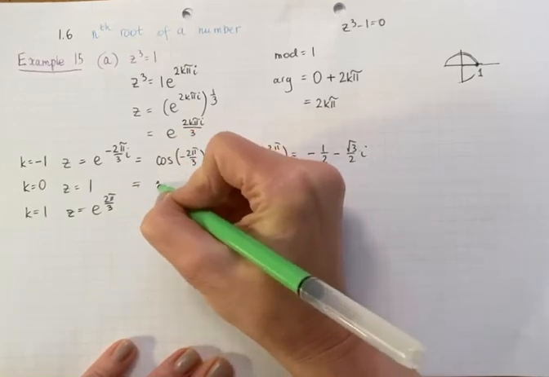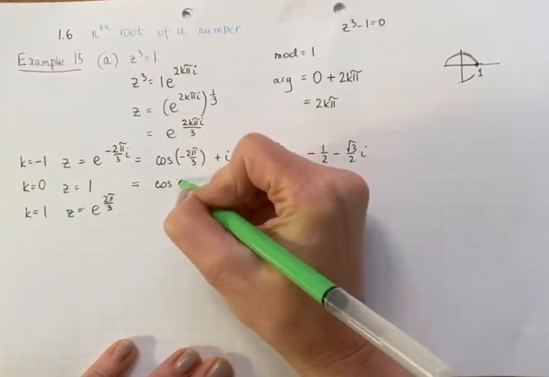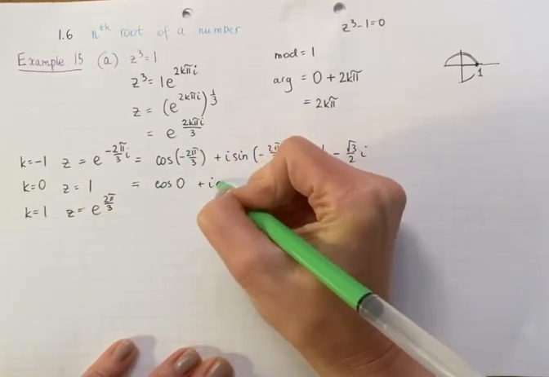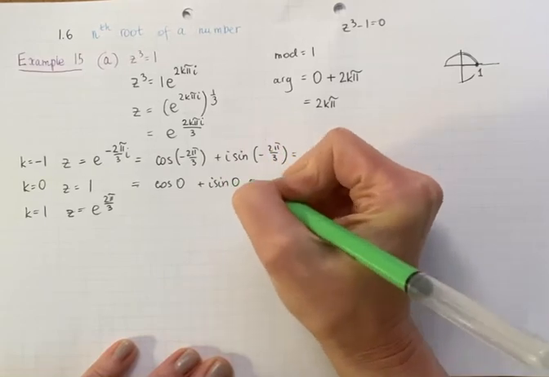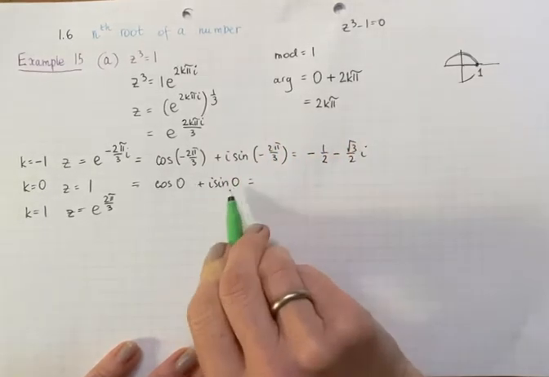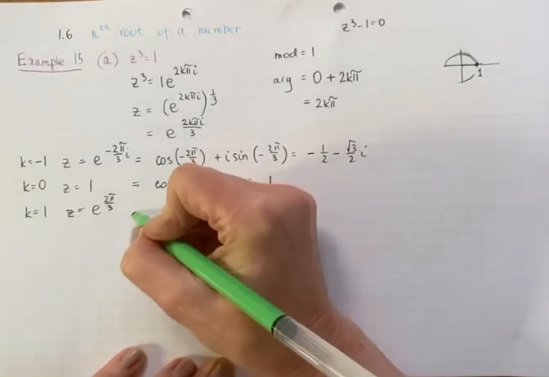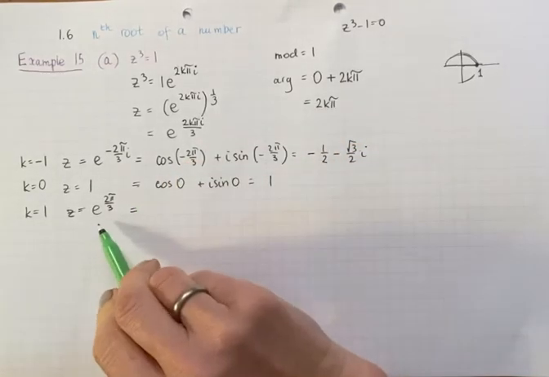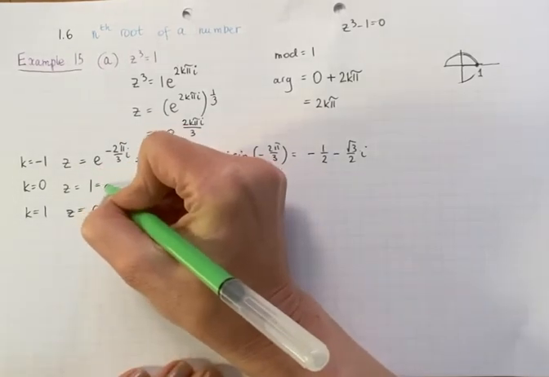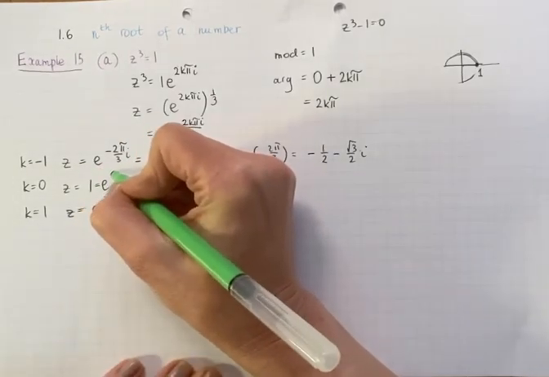This one, you put cos of the argument 0, plus i sine 0. If you are asked to write it in this form, that's how you've got to give the answer, and that's just 1. And then over here we've got, by the way, if you wanted just the exponential form, the same thing follows.